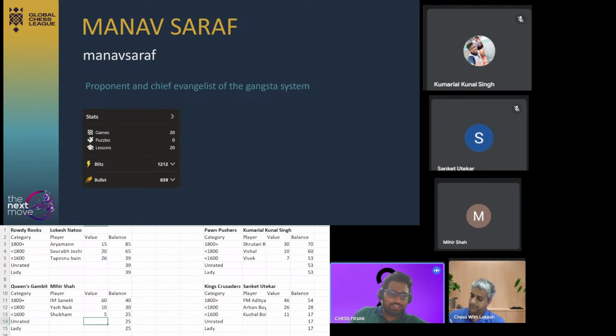I need to sweeten up this auction, guys. It is 11:30, so Manav Saraf going unsold once. I don't see any bids. Manav Saraf going unsold twice. Manav Saraf goes unsold in this auction.